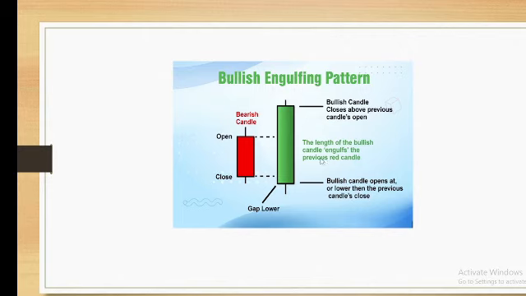Then the length of the bullish engulfing candle, the bullish candle, engulfs the previous red candle. The length engulfs it. You see, the bullish candle opens lower than the previous candlestick's close and closes above it. Very, very interesting. You should watch out for a bullish engulfing candle at the exhaustion of a downtrend, which signifies the beginning of an uptrend.